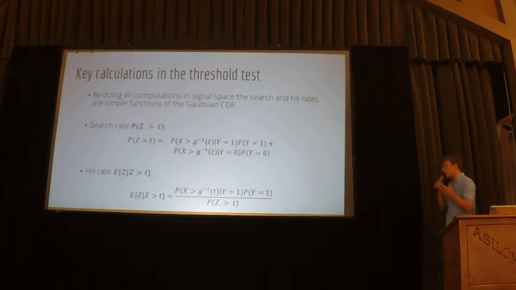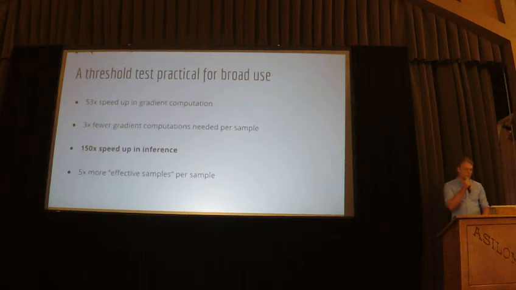Well, it means that all the computations we need for the threshold test are now simple functions of the Gaussian CDF. So the search rate is just the fraction of drivers with risks above the threshold. What we can do is use the inverse transformation to turn the threshold from probability space to signal space and do all the calculations in signal space. And therefore, the search rate is just the sum of the fraction of guilty drivers who are over the threshold plus innocent drivers who are over the threshold. Similarly, the hit rate is the fraction of guilty drivers above the threshold divided by the fraction of drivers above the threshold. And doing it this way results in a huge speed up.